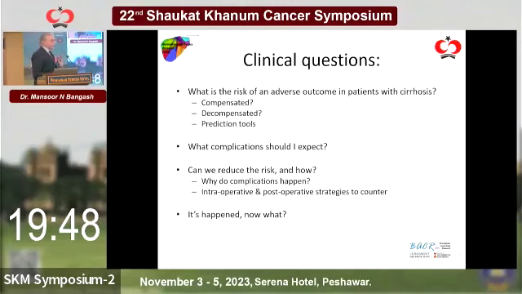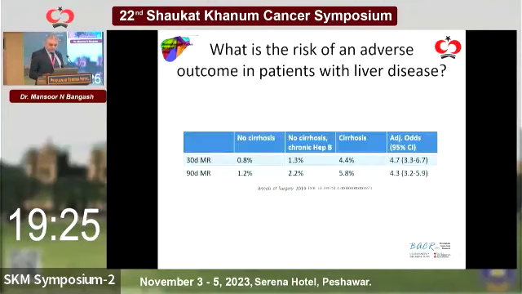So going back to the scenario, really what you need to know to be able to make the decision is what are the risks of surgery in a patient with cirrhosis, and how does it compare if the patient is compensated versus decompensated? You also need to know what you are likely to encounter if you do proceed. And you also want to know what you can do to mitigate the risk of it. And once it's happened, of course, you need to know how to manage it.